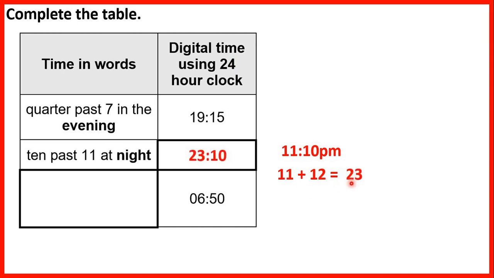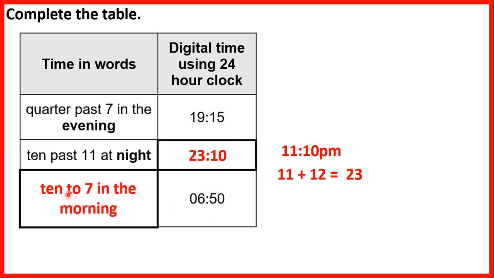So we need to write this as 23:10. Now we have 0650. So that's 6:50 AM or 6:50 in the morning. Now 6:50 is 10 minutes to 7 o'clock, because remember, when you get 60 minutes, you go to the next hour, and 50 minutes is 10 minutes before that.